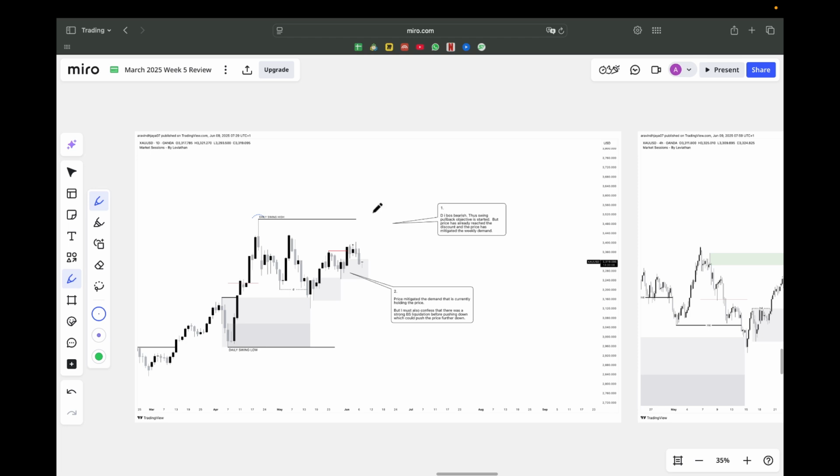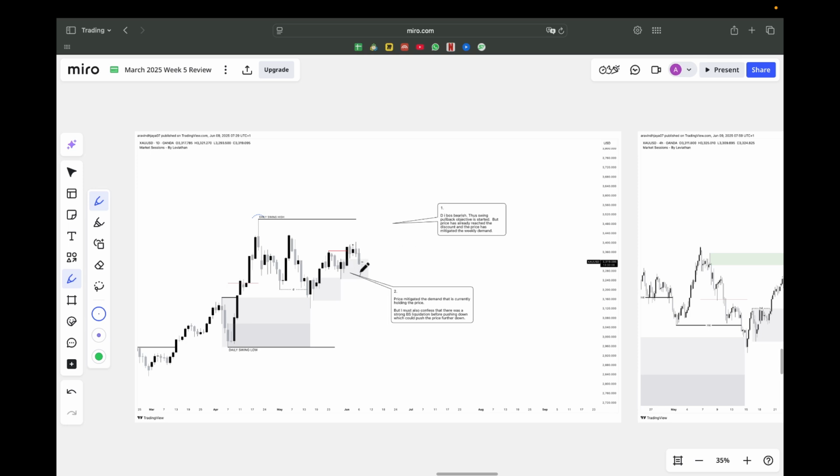Coming to the daily chart on June 9, the swing structure is bullish and the internal structure is bearish, but the price has mitigated into the weekly demand zone, and this small internal structure is holding the price. I can expect this structure to continue holding the price till it takes out the weak swing high. So that's the game plan. I mean, that's the overall expectation.